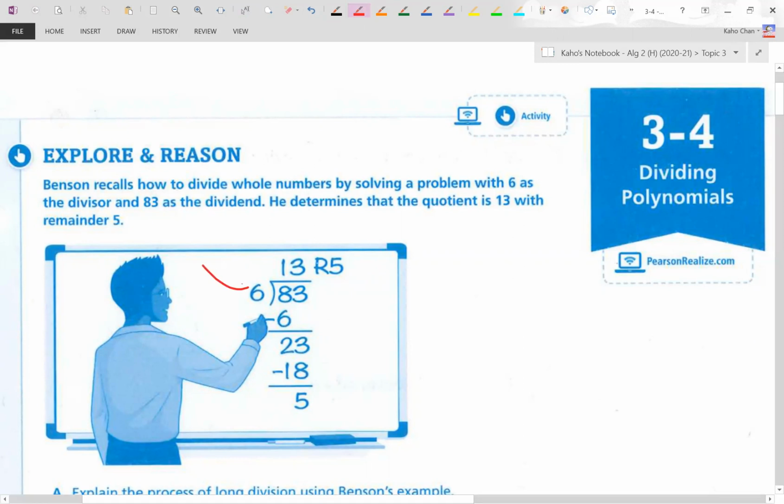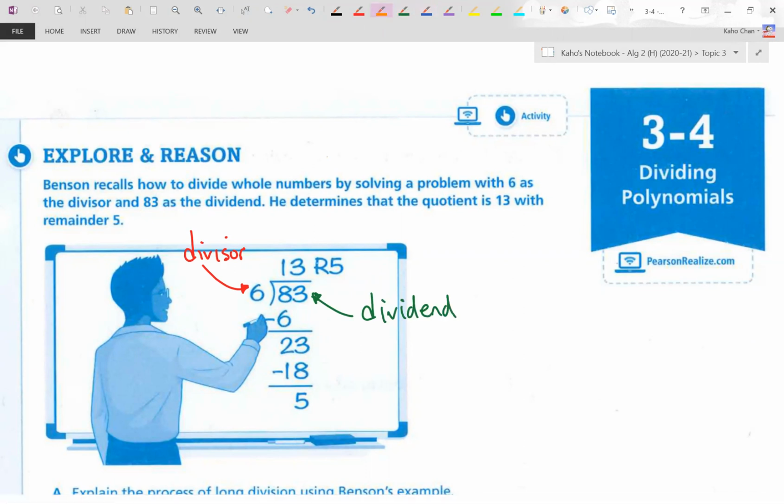The number you're dividing with, of course, is called a divisor. Let's label that. The number you're dividing into is called the dividend. The number that you get as an answer is called the quotient. And of course, we have the remainder on the end there.